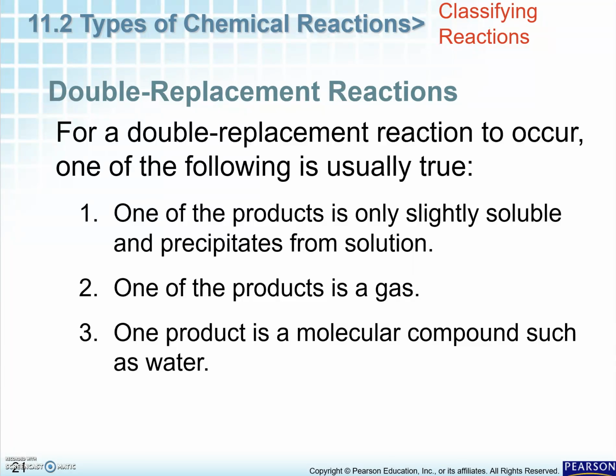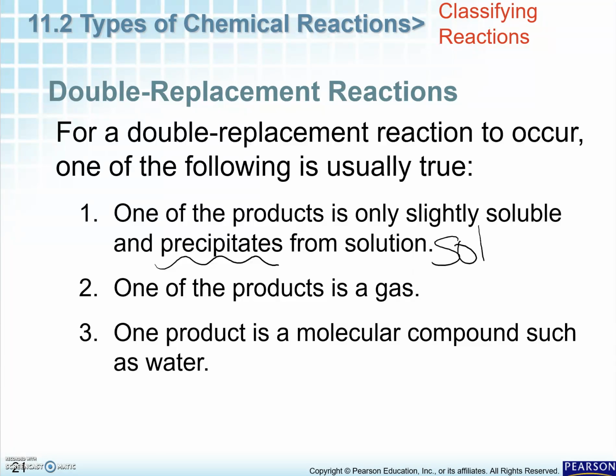So for every double replacement reaction, one of the following is usually true. One of the products is probably going to form some sort of precipitate or is slightly soluble, meaning that you're going to see something solid. One of the products can be a gas. So if you don't see a solid, you might see bubbles. And you will also potentially see something that is a liquid, like the molecular compound of water. Those are the three, and one of the three is always going to be true for that equation.